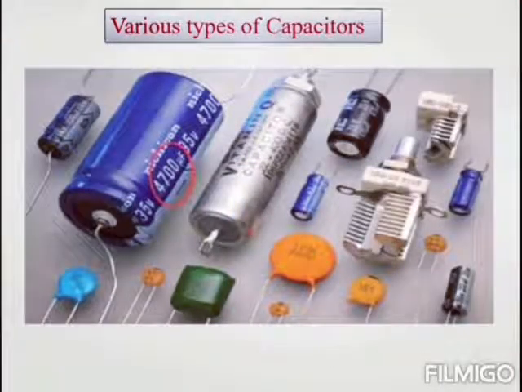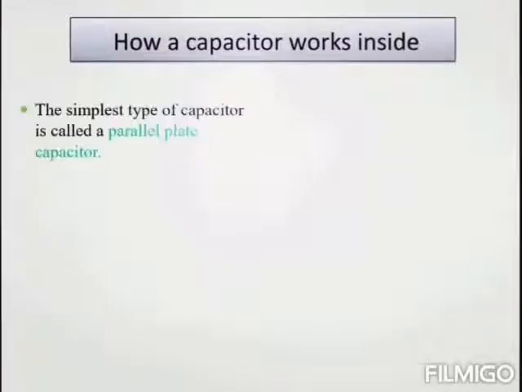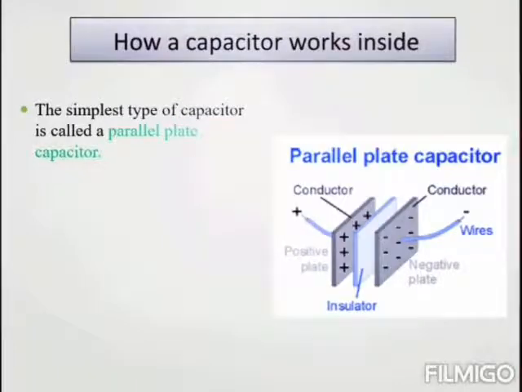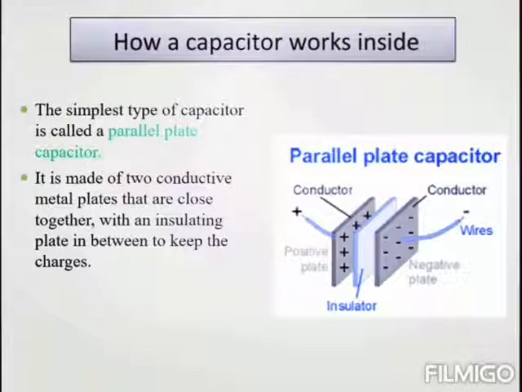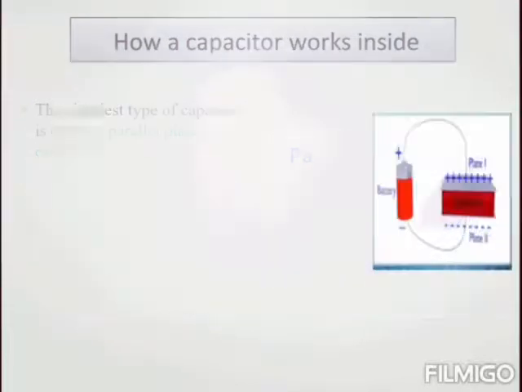These are various types of capacitors. Next, how a capacitor works inside. The simplest type of capacitor is called a parallel plate capacitor. The parallel plate capacitor is made up of two conductive metal plates that are close together with an insulating plate in between to keep the charges. The wires conduct charges coming in and out of the capacitor.